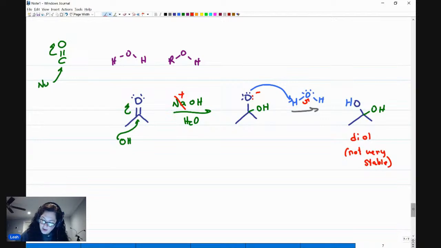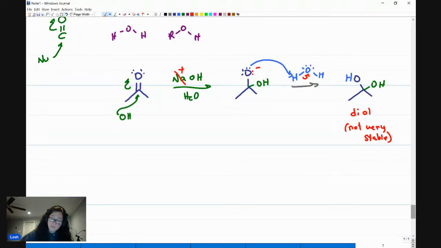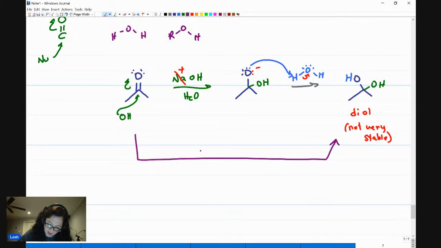But this is the reaction in base. If I do this reaction in acid, I would get the same exact product. And in acid, I would simply use something like H3O+.